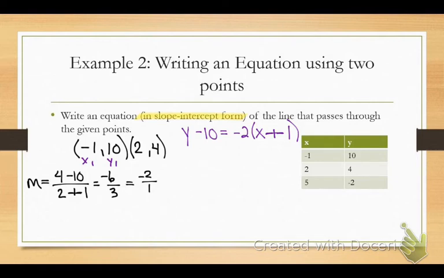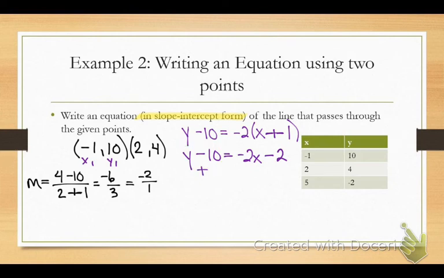Okay? So negative 2 times x is negative 2x. Negative 2 times positive 1 is negative 2. Now bring down the other side, y minus 10. Okay? So I distributed. Now, what would be my last step to get y by itself? What is it?